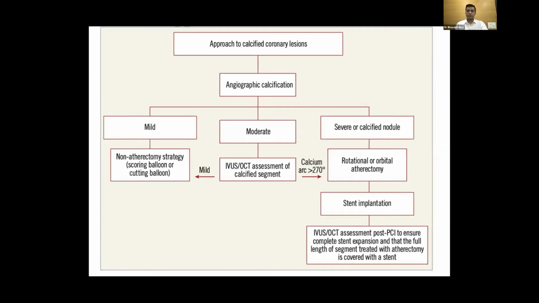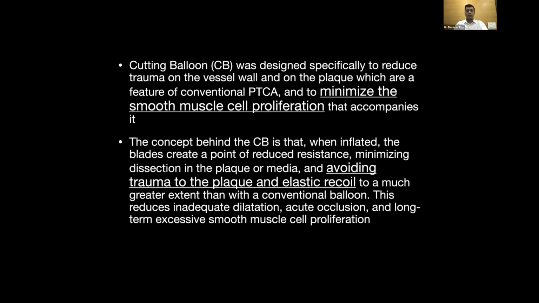Now, this is the algorithm which probably Sir has also shown in one of the slides, the approach to calcified coronary lesions. Go for the angiographic calcification, go for the atherectomy device after imaging, and if there is mild to moderate calcium, then you can go for the scoring balloon or the cutting balloon. So far, at present, we have not seen the presence of the ultra high pressure balloon in these algorithms by default.